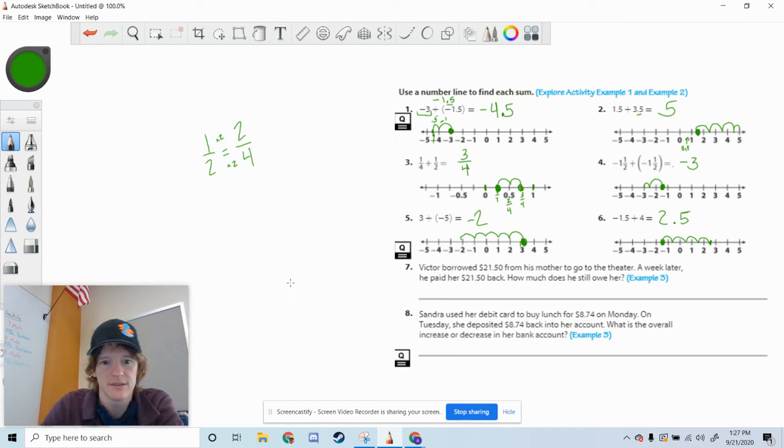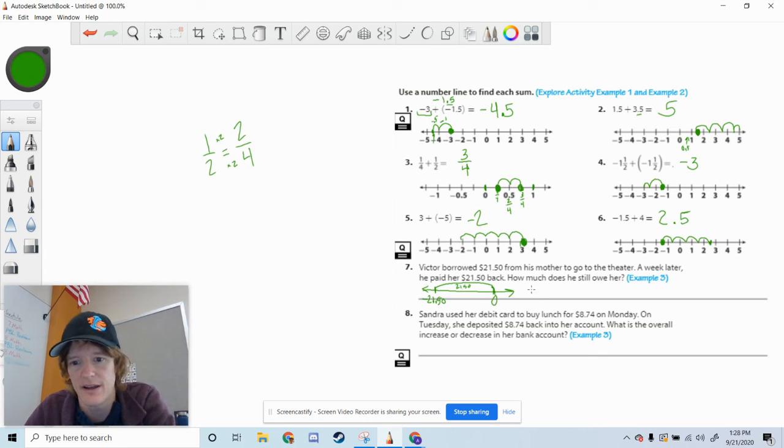So on this, we could think of a number line if we want. This guy started here at negative 21.50, and he's going to the right by 21.50. Puts him at zero, doesn't he? He still owes $0. If he owed her that much and he paid it back, so he owes her $0. He paid her back. It's kind of a silly question, number 7.